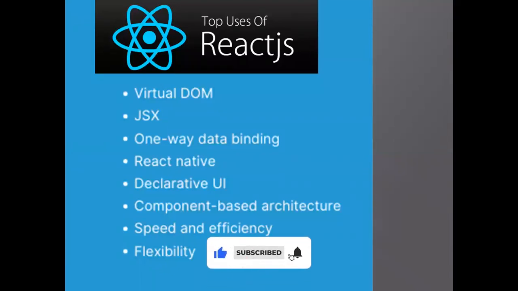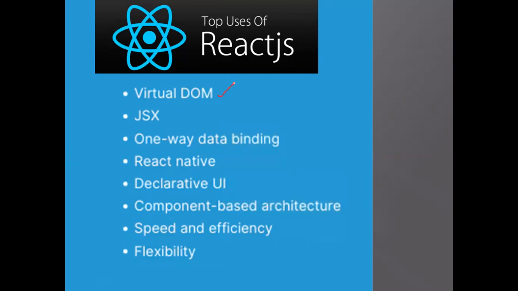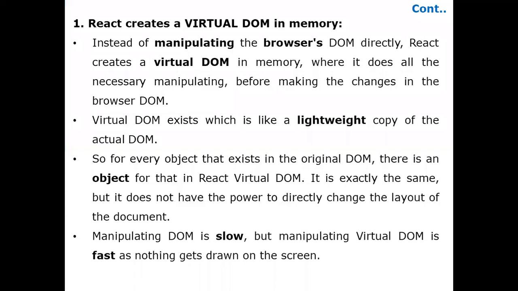We have different uses. Among that, we'll talk about a few as per today's discussion. They are virtual DOM, document object model, JSX, JavaScript XML, where X stands for XML, one-way data binding, React Native, declarative UI, component-based architecture, speed and efficiency, and flexibility. Let me discuss five of these uses in detail.